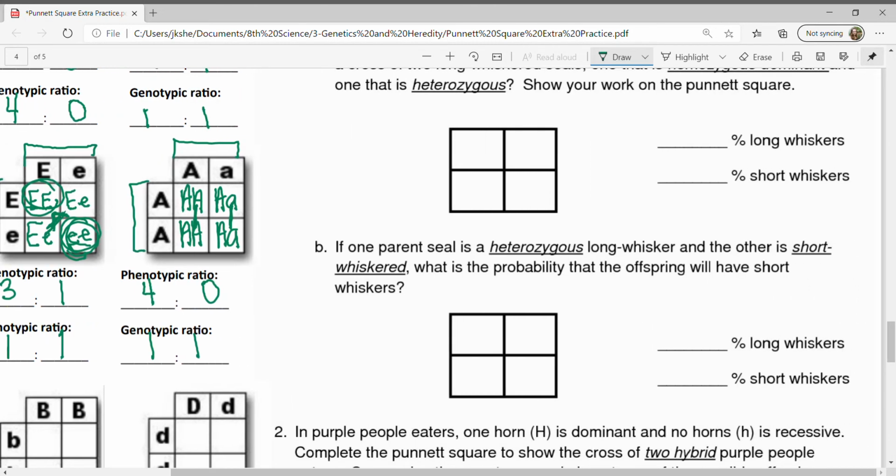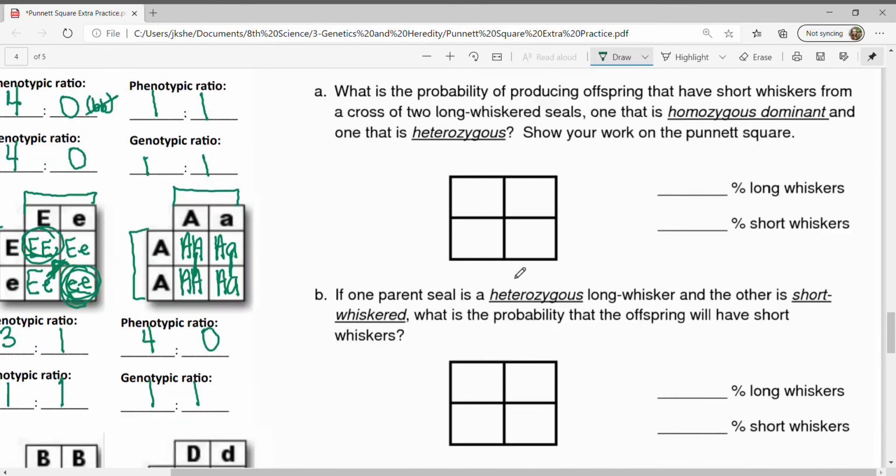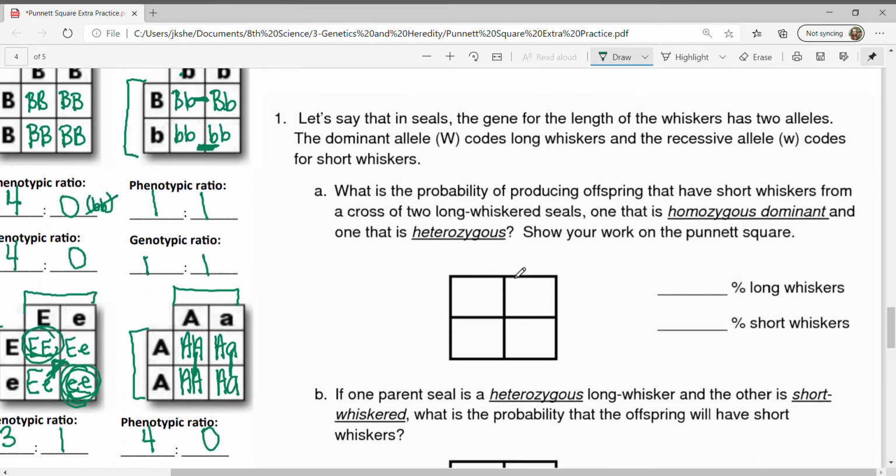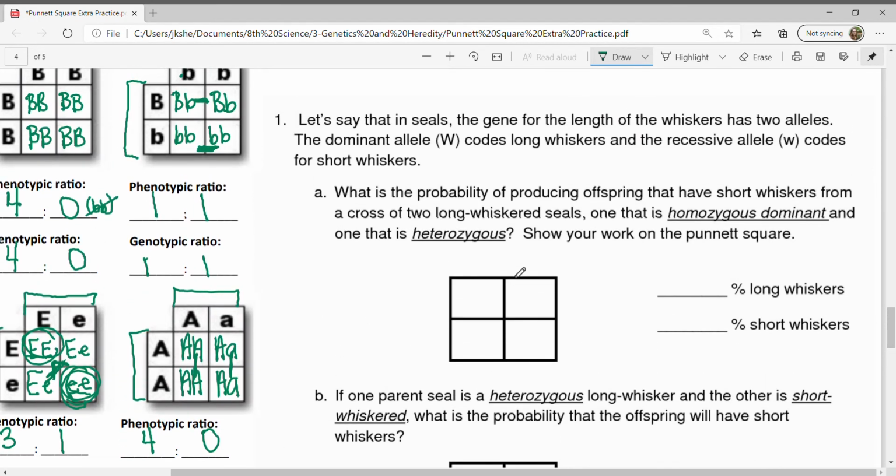Let's skip over to our next section in our guided practice. It says, let's say that in seals, the gene for length of whiskers has 2 alleles. The dominant allele W codes for long whiskers, and the recessive allele, lowercase w, codes for short whiskers. What's the probability of producing offspring that will have short whiskers from a cross of 2 long whiskered seals, one that is homozygous dominant and one that is heterozygous?